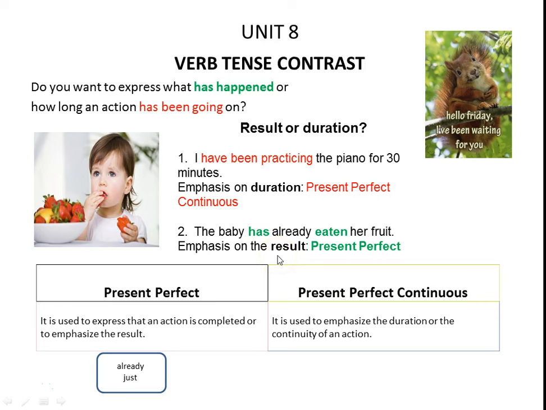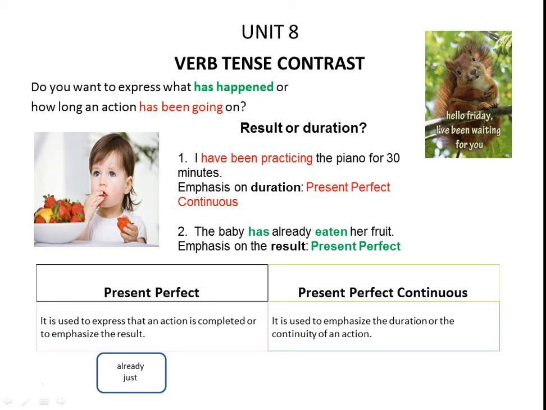Let's begin with Unit 8. Here we have verb tense contrast. We are going to contrast two kinds of tenses, the present perfect and the present perfect continuous.